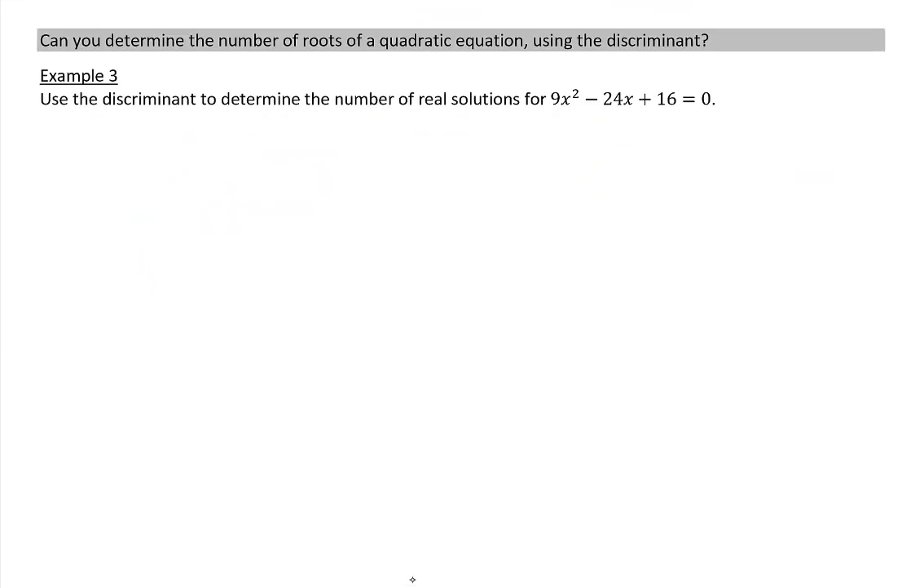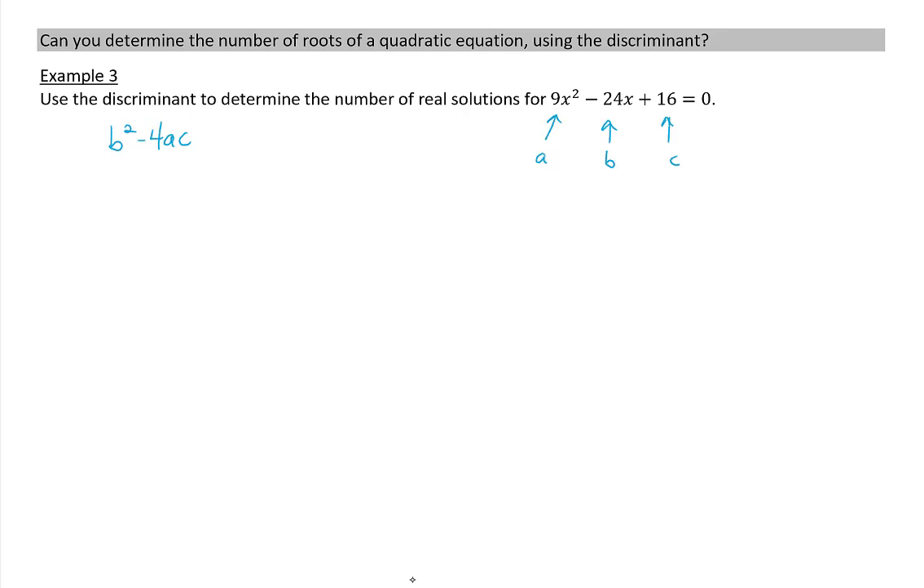And finally, can you determine the number of roots of a quadratic equation using the discriminant? So remember, the discriminant is just b squared minus 4ac, the stuff under the square root in the quadratic formula. So for this last example, we're going to use a discriminant to determine the number of real solutions for 9x squared minus 24x plus 16 equals 0. So again, there's our a, there's our b, and there's our c.